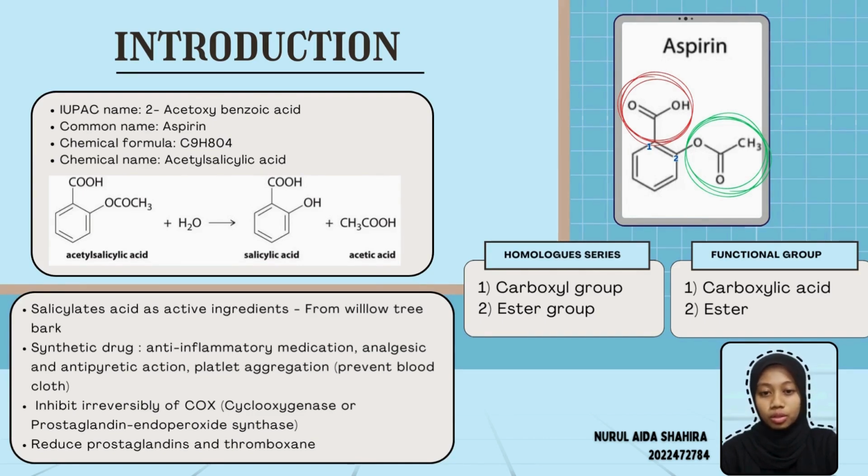The other name, or what we call the chemical name, is acetylsalicylic acid, and the IUPAC name is actually 2-acetyloxybenzoic acid. I'm going to explain this further, but first let's understand its homologous series and functional group. In the red circle, we identify the carboxylic group, or COOH, while in the green circle is the ester, COOR, where R is the CH3. So the functional groups are carboxylic acid and ester respectively.